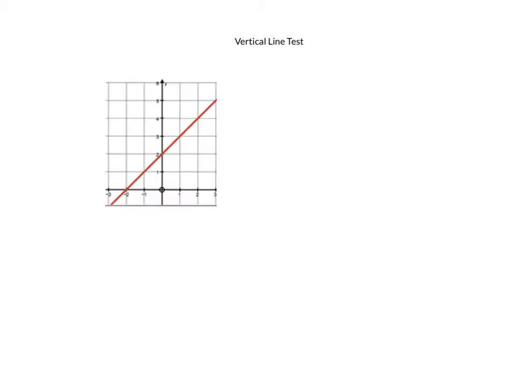Consider the diagram that we have here. What we want to do is to draw a vertical line at any point on the diagram. A vertical line, of course, is parallel to the y-axis. If that line intersects the diagram at only one point, then what we have is a function. Now this is a straight line that we have in the original diagram, so yes, this is an example of a function.